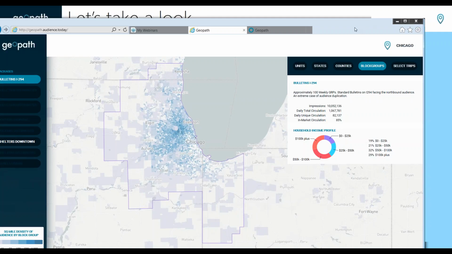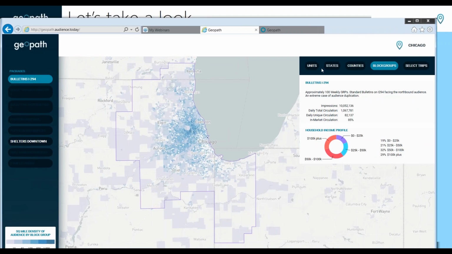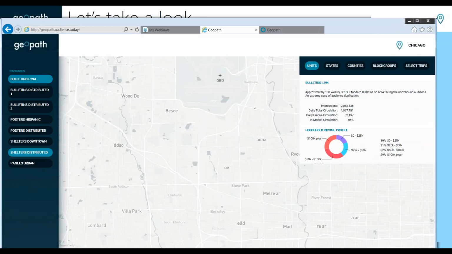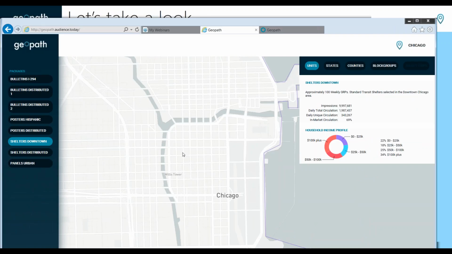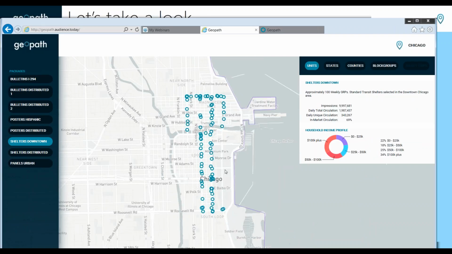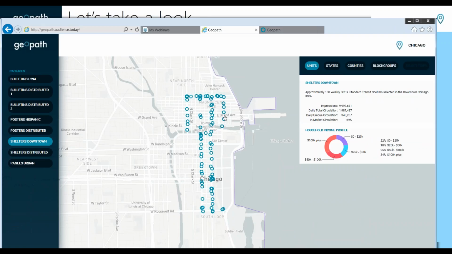And just for comparison's sake, I always like to show this other example that we put together. This is for shelters downtown Chicago. So you can see just a quick package, again, just a package of about 45 plus or minus shelters here. And you can see how the story is a little different, right? So daily unique circulation is 343,000 plus. So much greater reach for roughly the same number, almost 10 million impressions.